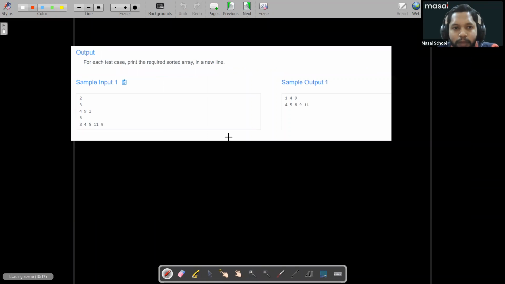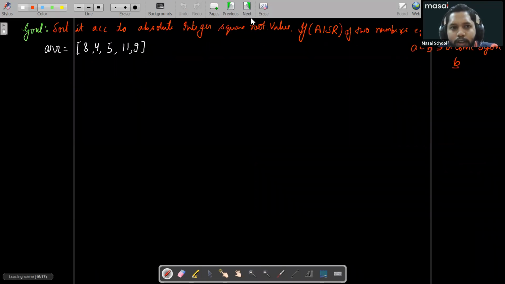Okay, so this is the sample input and output. 491 and 4149 will be the sorted. So the goal is to sort according to the absolute integer square root value, a very high term. That is what AISR is here. I am simply pronouncing it as AISR: absolute integer square root value.